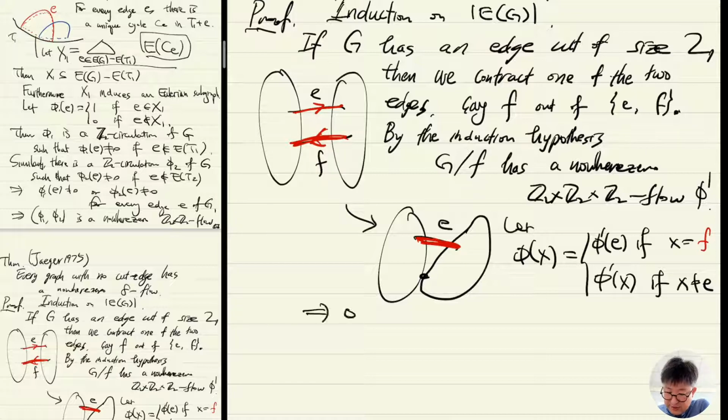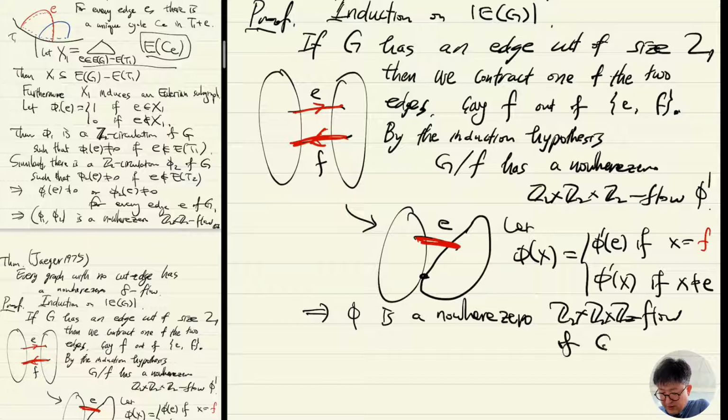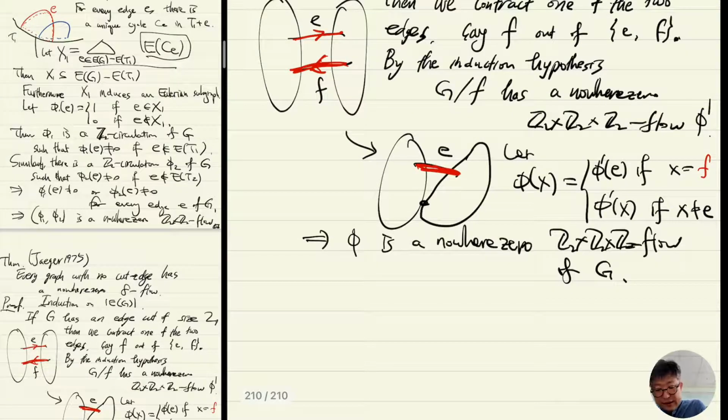And it's easy to see that phi is a nowhere-zero G2 times G2 times G2 flow of G. Why? Because I just need to check whether every vertex satisfies this flow condition. But there's one observation you can easily make. The flow condition is that for every vertex, the sum of incoming edges is equal to the sum of outgoing edges. By definition, you have to check it for every vertex. But actually, you don't have to. You only need to check it for all vertices except one.